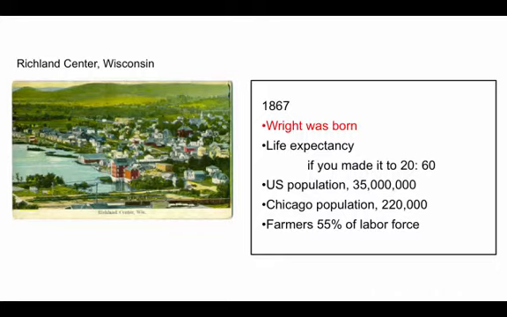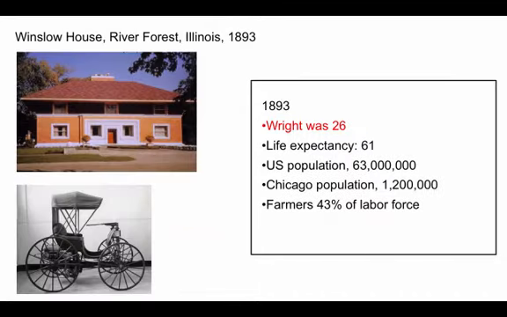U.S. population was 35 million, about 1/10 of what it is today. Chicago's population was 220,000, about the size of our neighborhood in Brooklyn. And 55% of people were farmers, if they worked. 55% of the labor force. This is what a car looked like.